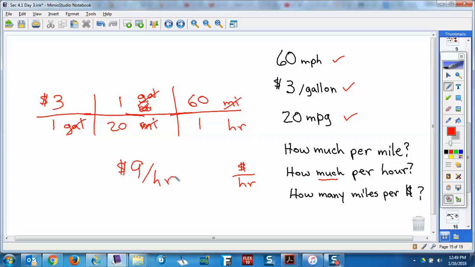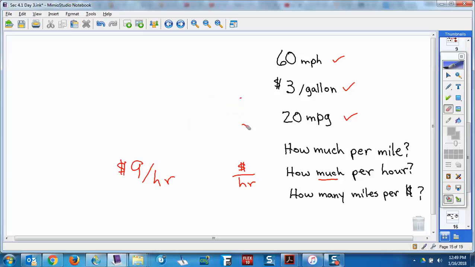$9 per hour. So it's costing me $9 per hour to drive that car. Make sense? Okay. All right. Last one. How many miles per dollar? How many miles can I get for each dollar? How far can I go down the line for each dollar?